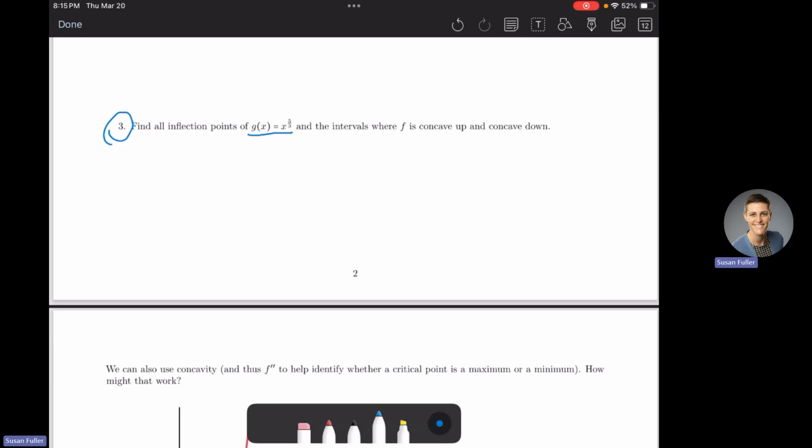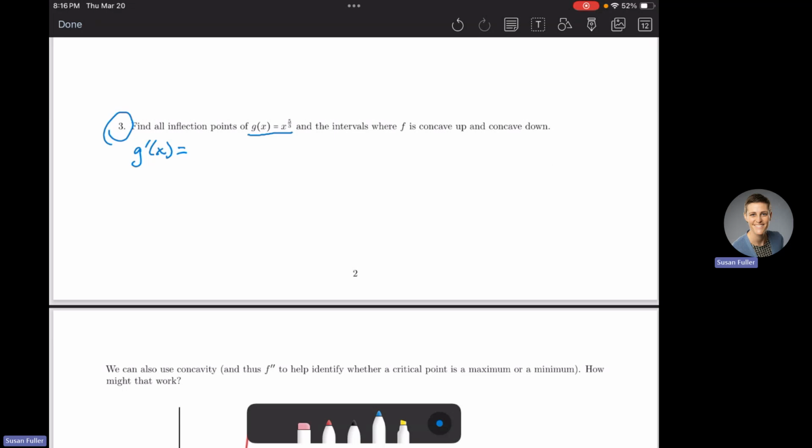So we know that inflection points are kind of like the critical points, but of the second derivative instead of the first. So we're looking for the place where your second derivative is 0 or does not exist. So let's find our second derivative. Before we find the second one, we have to find the first one.